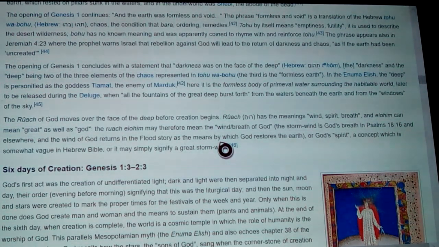Now, Ruach has the meaning of wind and spirit, and Elohim is actually a plural and a council of gods. As well as just being the name of God, supposedly, God is actually a council. It's plural. The Ruach Elohim may therefore be the wind and breath of God, the storm wind of God's breath in Psalms 18:16. Elsewhere, the wind of God returns in the flood story, by means of which God restores the earth, or God's Spirit, a concept which is somehow vaguely in the Hebrew Bible, may simply signify a great storm wind.